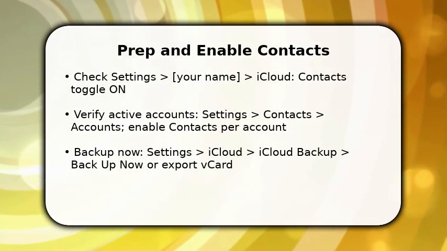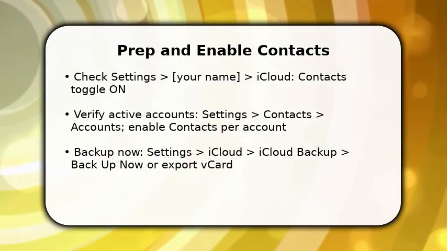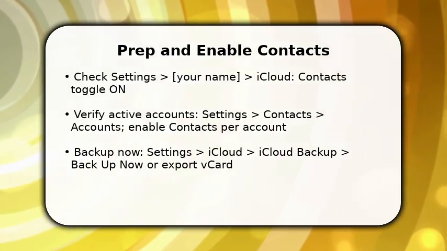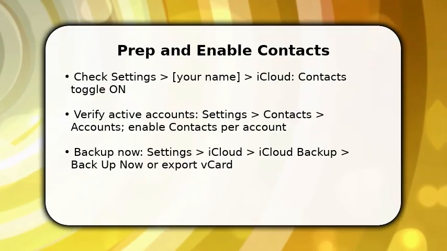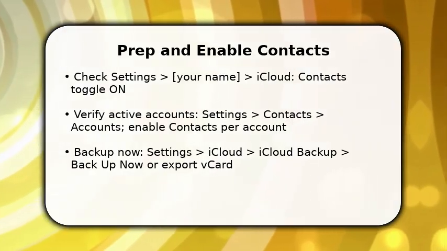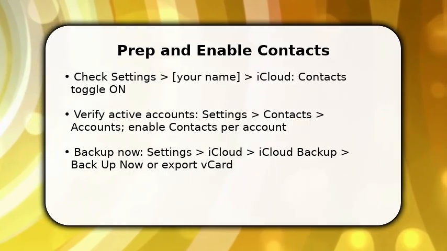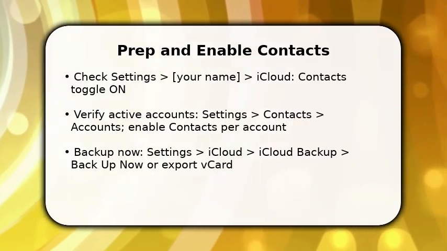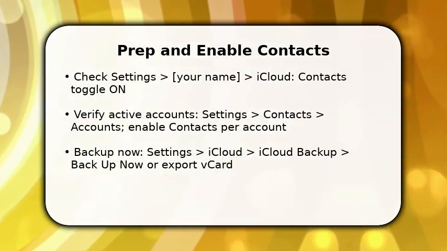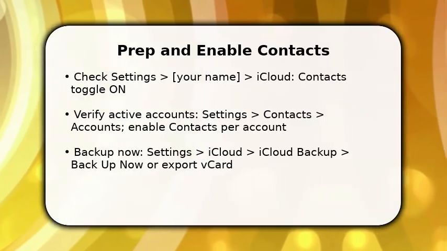You start by ensuring Contact Sync is active so changes stick across devices. Open Settings, tap your name, then iCloud and turn Contacts on. This prevents local-only edits. Next, check Settings, Contacts, Accounts and enable contacts for Gmail, Exchange, or other accounts you use, because missing account toggles cause absent entries.